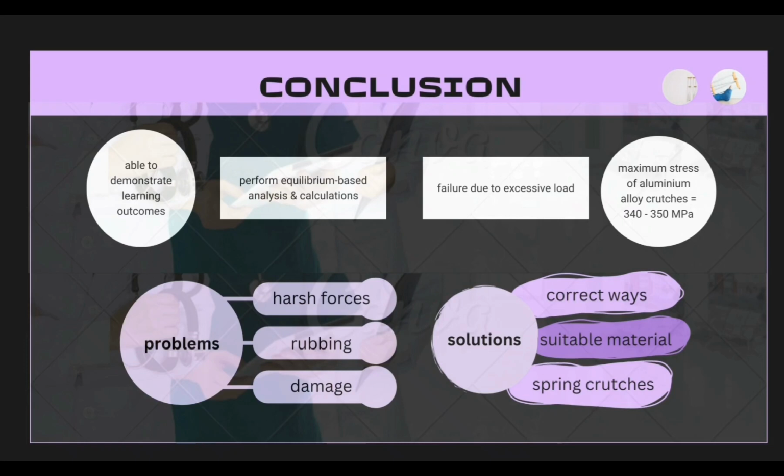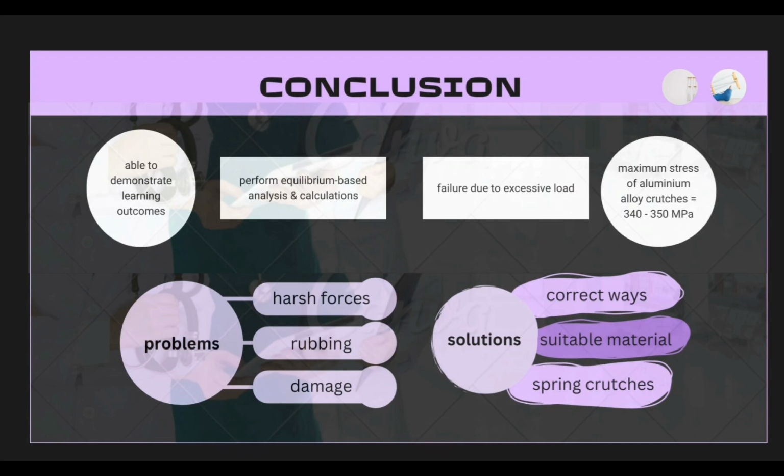In conclusion, this assignment has allowed us to demonstrate the learning outcomes as well as perform equilibrium-based analysis and calculations. On top of that, we have managed to identify several factors that can cause failure of a material and the maximum force for aluminum alloy before it ruptures.